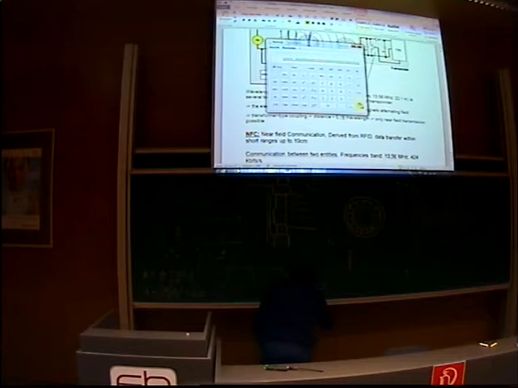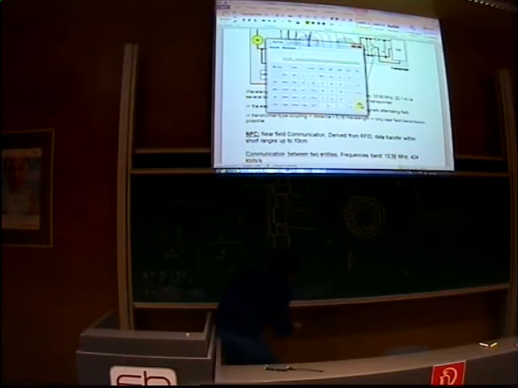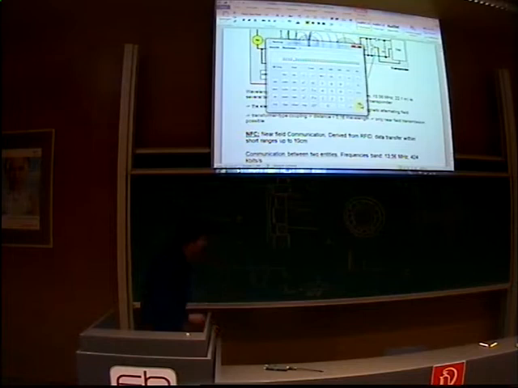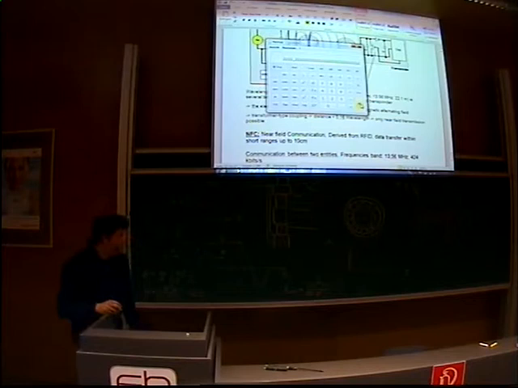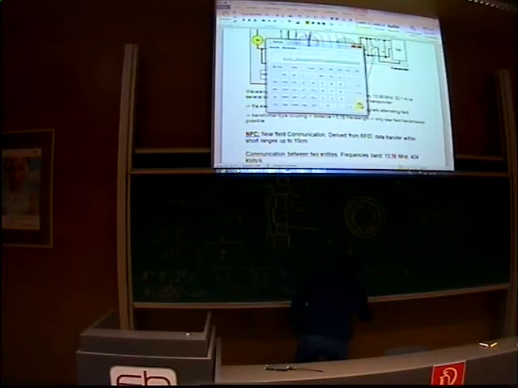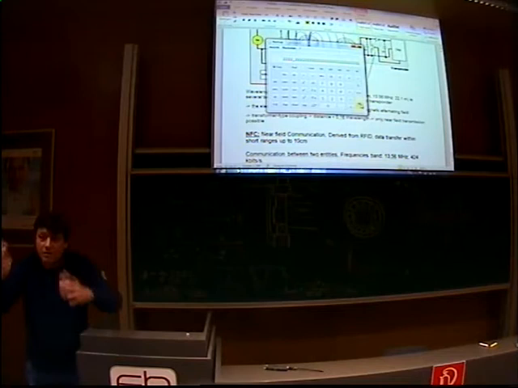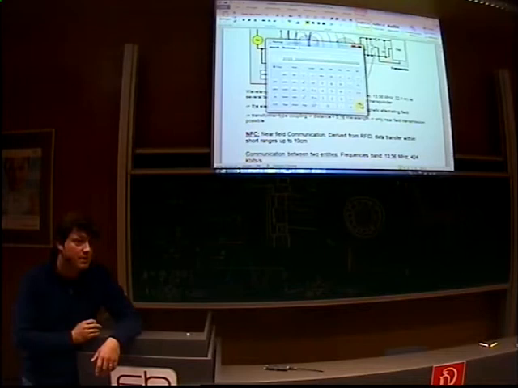865 times 10 to the power of 6 hertz. That means 300 over 865. So this is less than half a meter. So to be near means within less than half a meter, 40 centimeters or something like that.